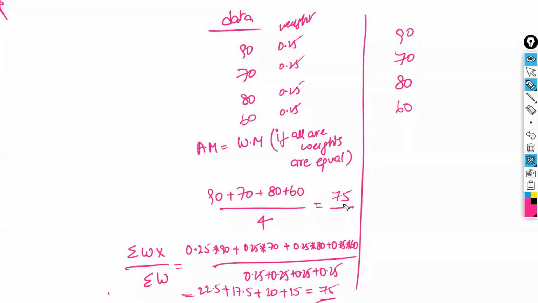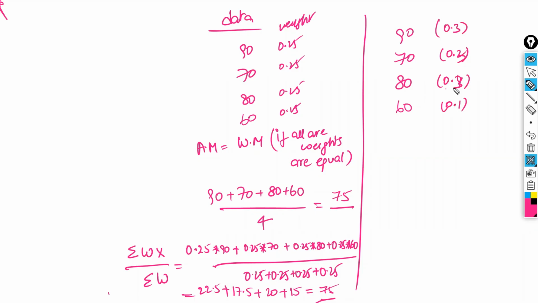Arithmetic mean is basically weighted mean only, where it is having the equal weightages. For example, this is having 30% weightage, this is having 20% weightage, this is having 40% weightage, and this is having 0.1 weightage. Or these 3 of them are having 0.3, 0.3, 0.3, and one of them is having 0.1. Still, it is arithmetic mean only.